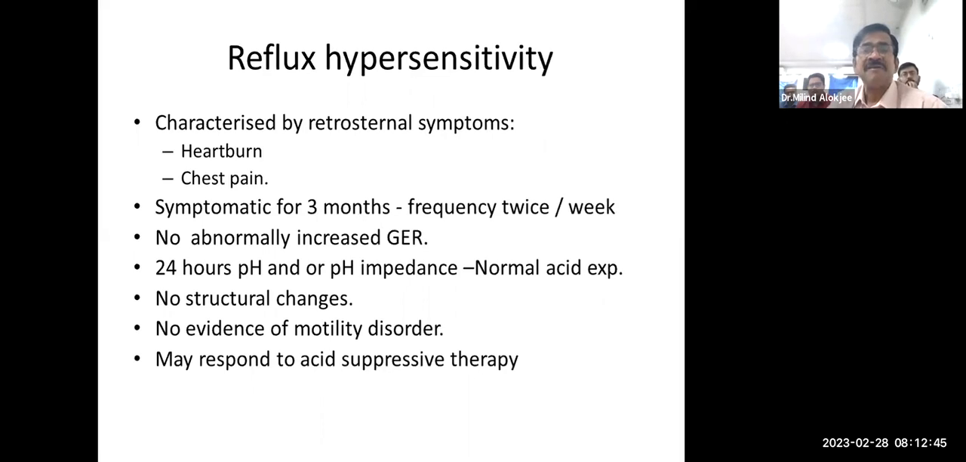There is another entity called reflux hypersensitivity. It is characterized by retrosternal symptoms like heartburn and chest pain. The patient has to be symptomatic for about 3 months with a frequency of twice per week. However, no abnormally increased reflux is seen in these conditions. 24-hour acid monitoring by pH study or pH impedance shows normal acid exposure in the lower esophagus. There are no structural changes and no evidence of motility disorder. These patients may respond to acid suppressive therapy. So these are not classically a reflux disease, but are described as reflux hypersensitivity.